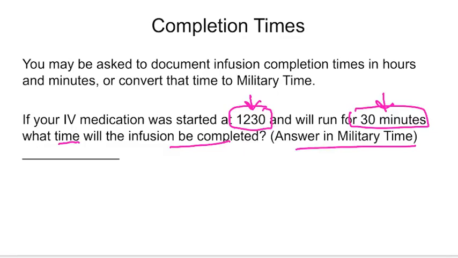So 12:30 plus 30 minutes would be 1300. And we don't want to write PM here. No, no, no, don't write PM. This is indicating PM. So 12:30 plus 30 minutes is 1300 in military time.